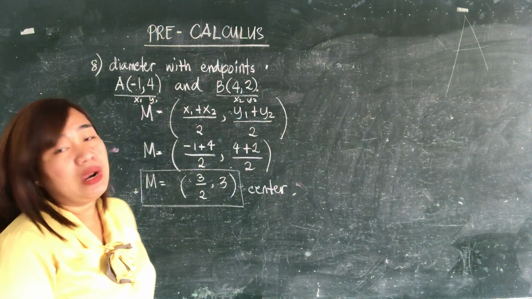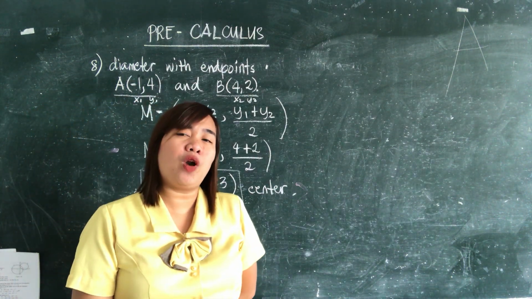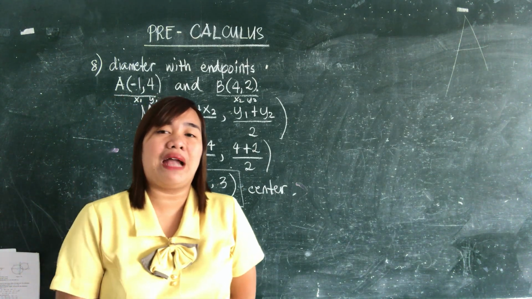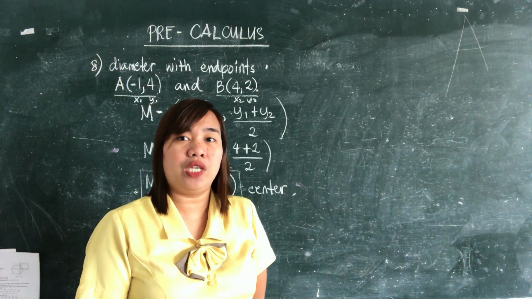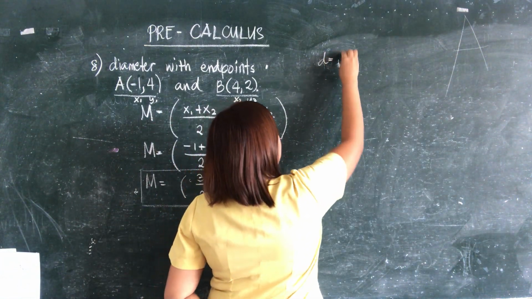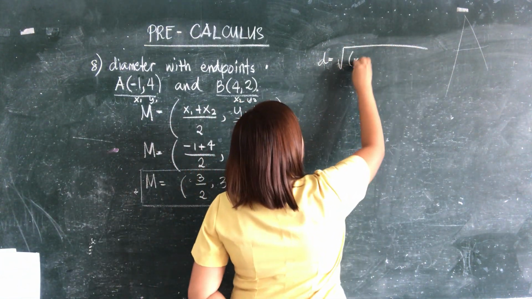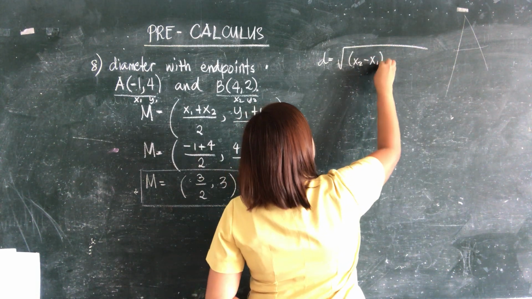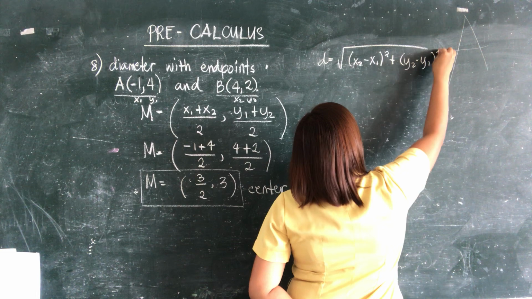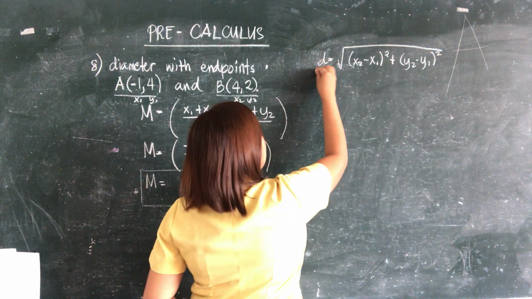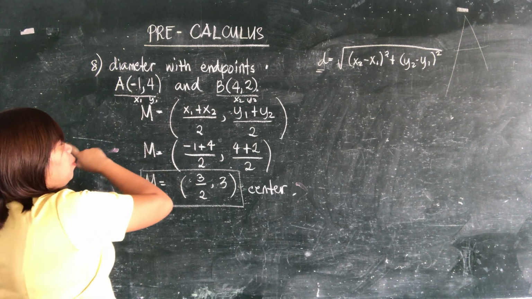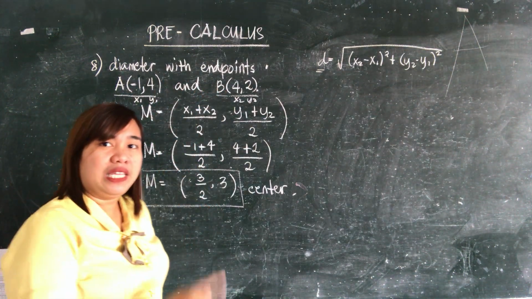So now, let us try to use the distance formula in getting the radius of the circle so that we can write later on the standard equation. So distance equals the square root of x sub 2 minus x sub 1 squared plus y sub 2 minus y sub 1 squared. Yung distance natin, let's try to use na lang yung ito. Pwede rin ito para positive, para hindi na kayo malito.